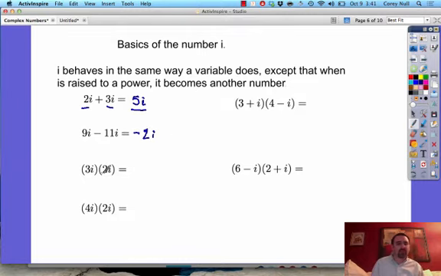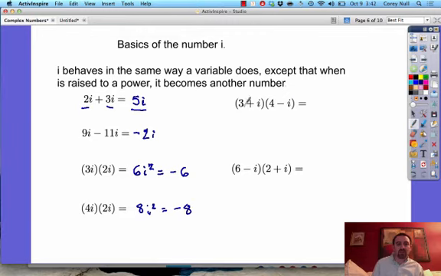Now we get into some interesting things. What if we multiply these two numbers together? Okay, well, this would be, we have 3 times 2 is 6. i times i is i squared. Good, 6i squared. But remember that when I raise i to a power, it changes. i squared is equal to negative 1, so this ends up being negative 6. 4i times 2i, well, that's going to be 8i squared. Well, that's not just a number, but i squared, remember, is negative 1, so this ends up being negative 8.